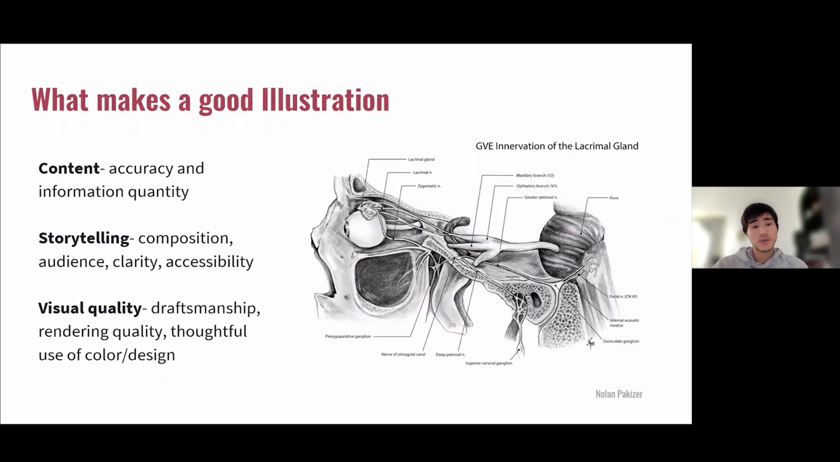Now, what makes a good illustration? That's going to be three different factors: your content, your storytelling, and your visual quality. Content usually pertains to things like accuracy and information quantity. Storytelling involves composition, audience, clarity, and accessibility. And your visual quality pertains to draftsmanship, rendering quality, and thoughtful use of color and design.